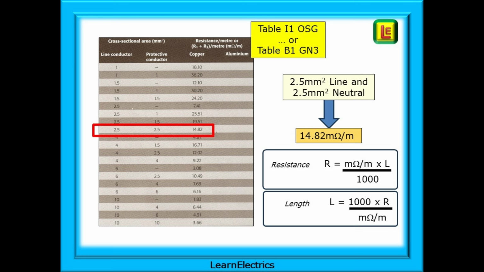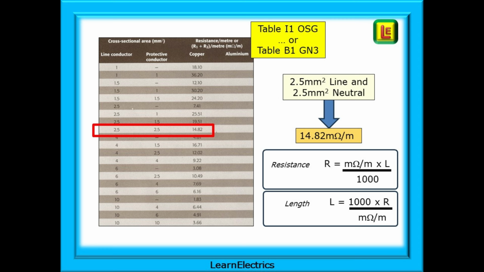Ignore the heading for protective conductor. Any conductor will be the same. We just need to match the cable sizes. The third column tells us that two 2.5 square millimeter conductors will have a combined resistance up one and back down the other of 14.82 milliohms per meter length. The standard formula for resistance is shown here, and I've rearranged this to allow us to calculate the length if we know the total resistance, which we do, 0.17 ohms. The number 1000 is used to convert the answer from milliohms into ohms.